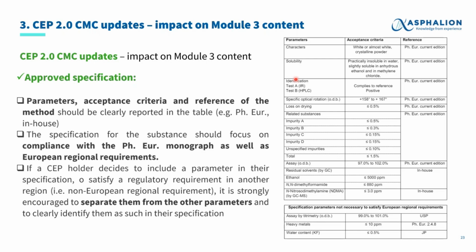But if the holder of the CEP decides to include another type of specification related to other non-European regional requirements, then it could be included here in this section of the specification, but it has to be considered that during the evaluation the EDQM could bring some delays or more time in order to evaluate this section, as these specifications are not required in order to be approved in a European country.